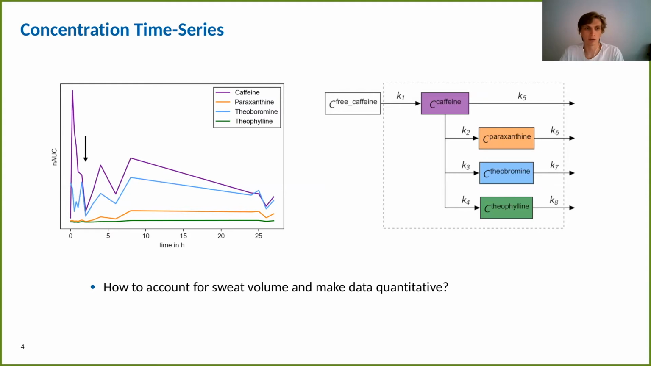However, there seem to be big errors. And these errors are actually due to the sweat volume, which is something which can change. So for one sample time point, we sweat more than for another one, but we can't measure it because the volumes are too small.